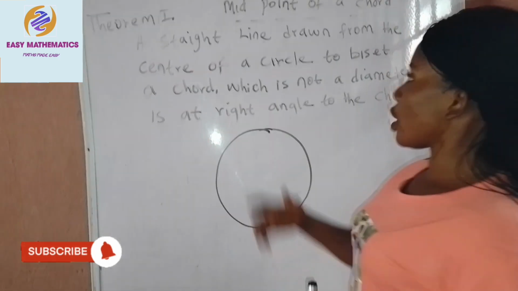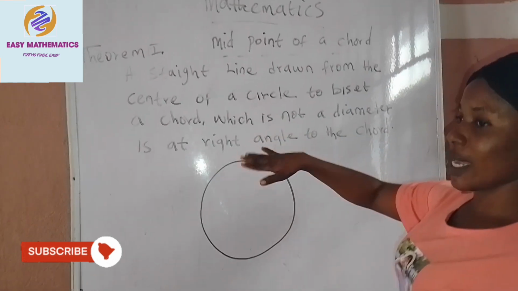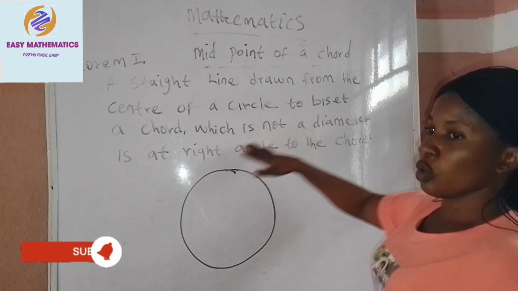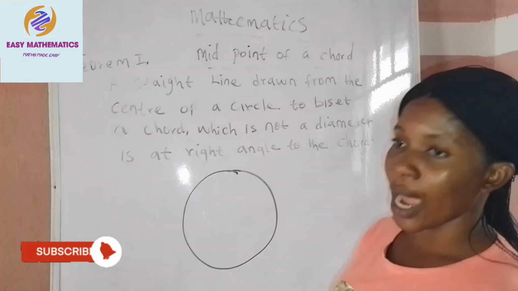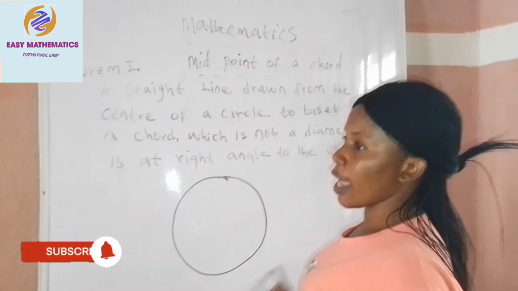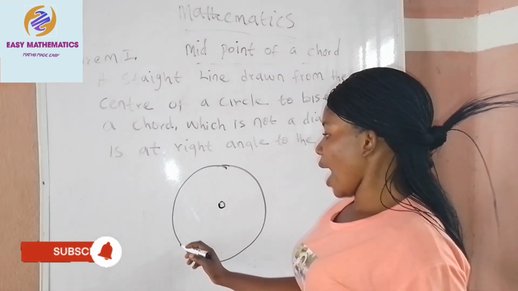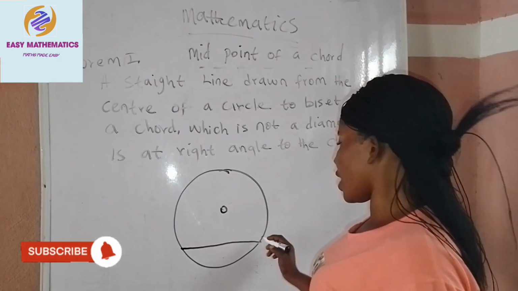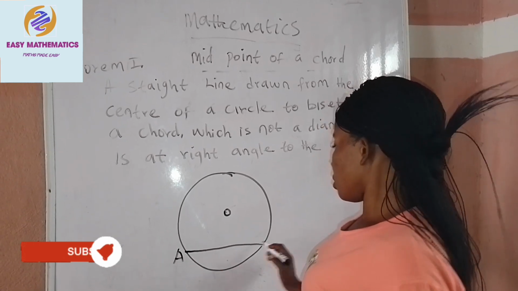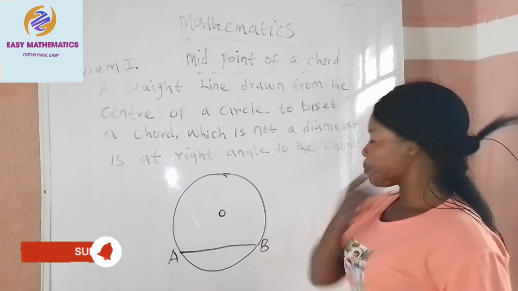So today we want to look at a straight line drawn from the center of a circle to bisect a chord, which is not a diameter, is at right angle to the chord. Now we say, given a circle with center O and a chord, line AB. This is a chord, line AB.